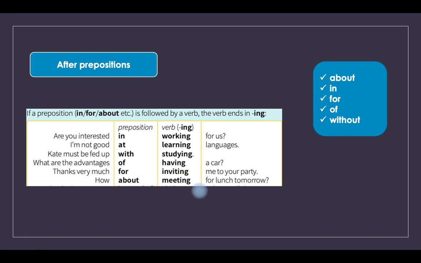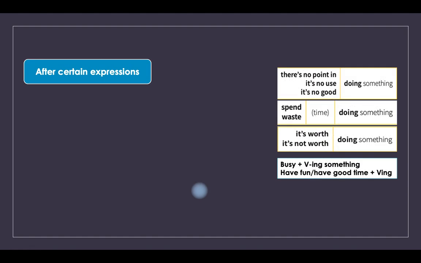Fiilimsi, right? Gerund in Turkish means fiilimsi. We can also use gerunds after certain expressions. Now, what are those expressions? You can see them on the right here. There's no point in doing something. It's no use. It's no good doing something.